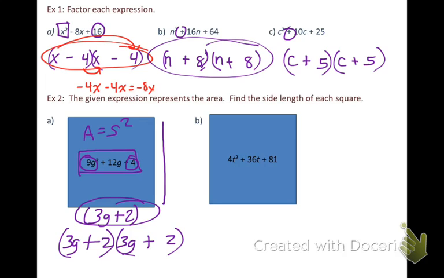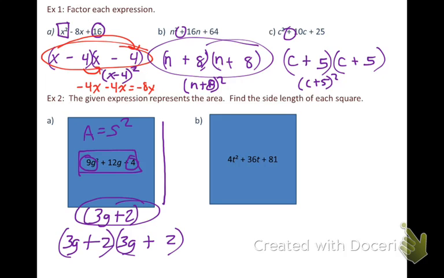On example 2A, if you want to, you can just make your answers x minus 4 squared on A, and then n plus 8 squared, and c plus 5 squared. That works also, instead of writing it out twice.